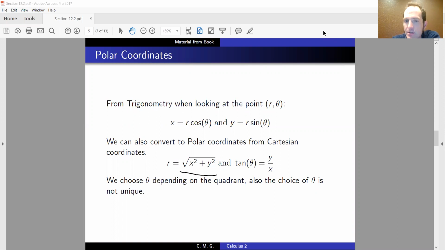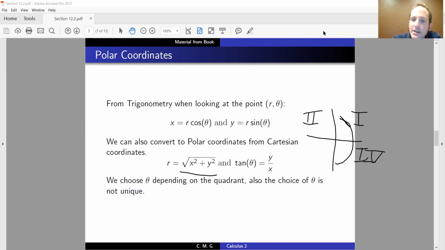If I were to take the inverse tangent of both sides here, well, the inverse tangent only lands between negative pi over 2 and pi over 2, not including negative pi over 2 and pi over 2. And so I don't actually get anything in quadrant 2 or 3. In quadrants 1 and 4 I'll get those angles all right. But anything in quadrant 2 and quadrant 3, I'm not going to get out of this inverse tangent function. So I have to do a little bit more than just saying, do the inverse tangent and you're done. I have to think about what choice of theta I get.